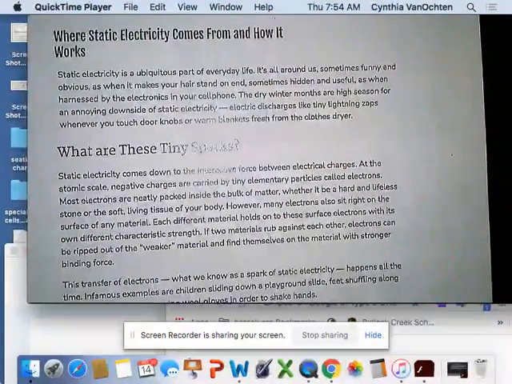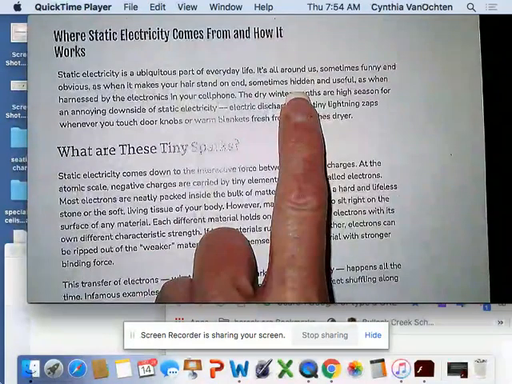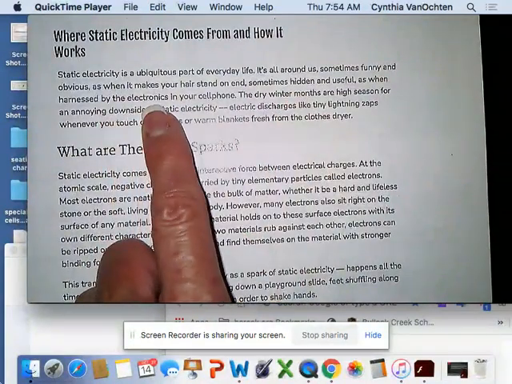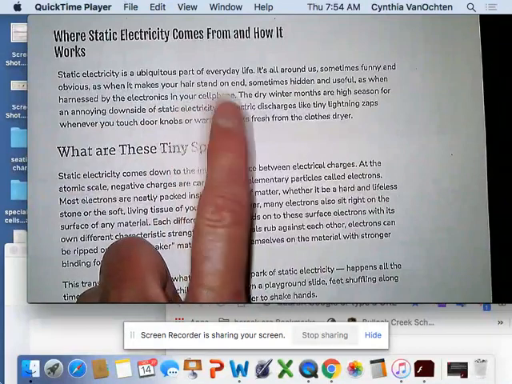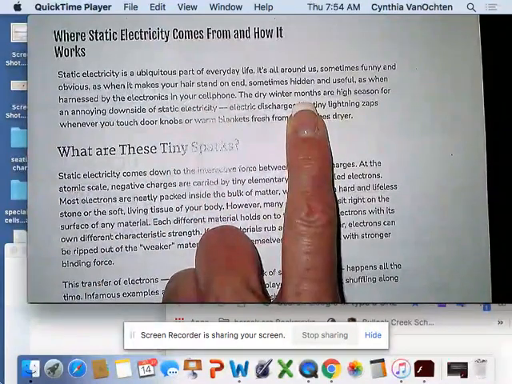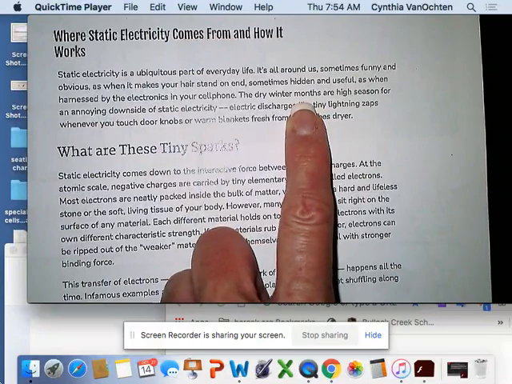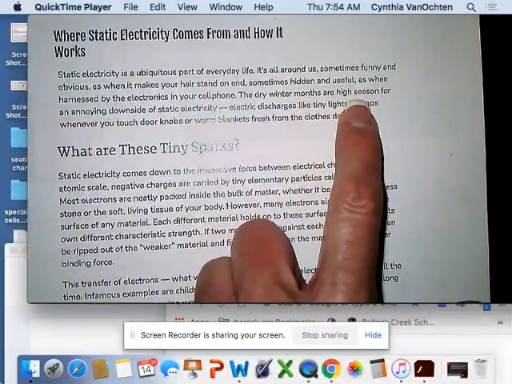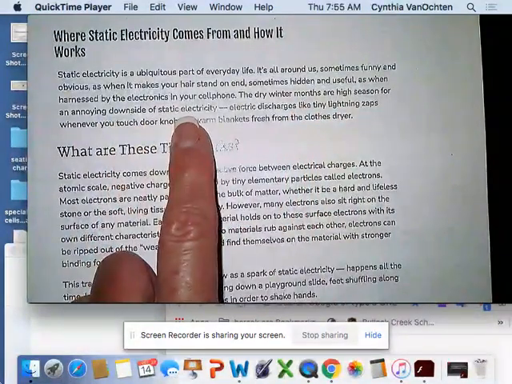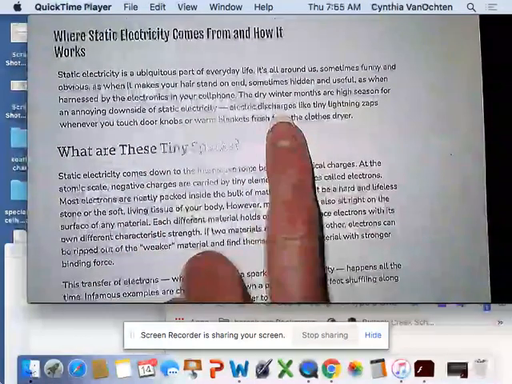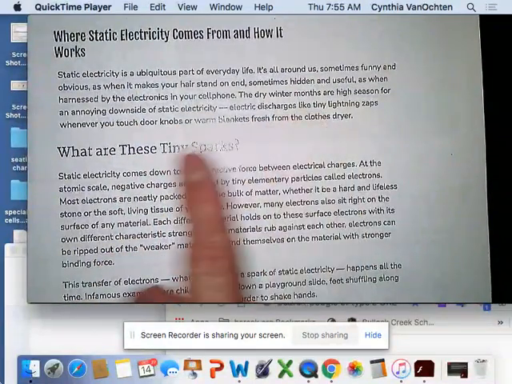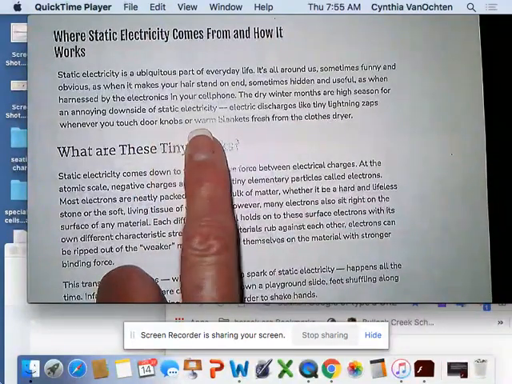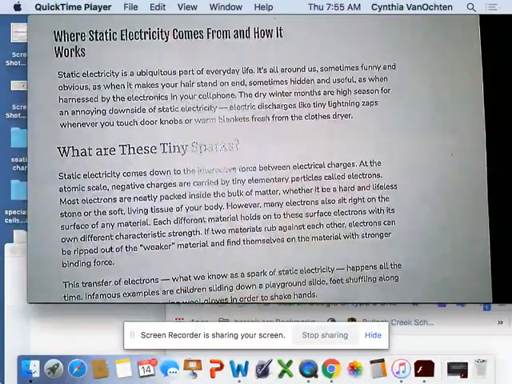So static electricity is a ubiquitous part of everyday life. It's all around us, sometimes funny and obvious, as when it makes your hair stand on end, sometimes hidden and useful, as when harnessed by electronics in your cell phone. The dry winter months, which I wish it was right now, just so we could do our little activities, are a high season for an annoying downside of static electricity. Electric discharges like tiny lightning zaps whenever you touch doorknobs or warm blankets fresh from the clothes dryer.